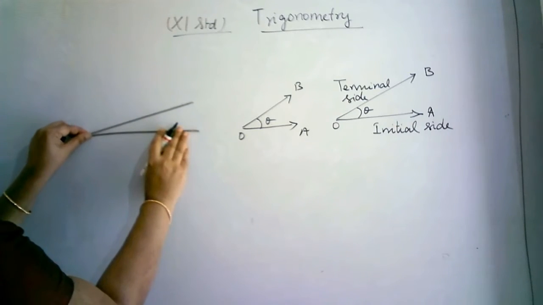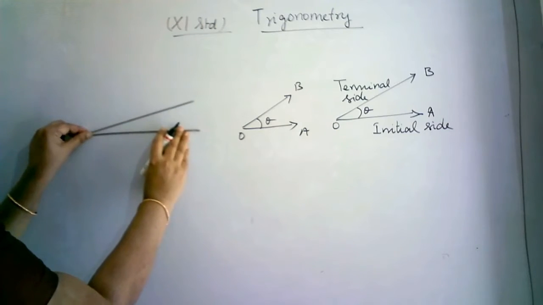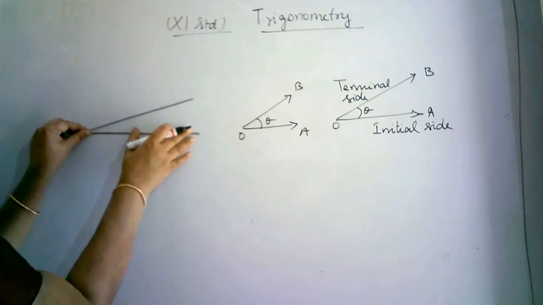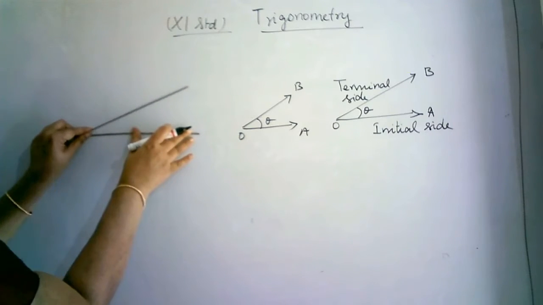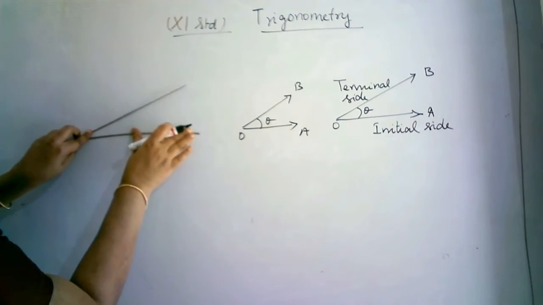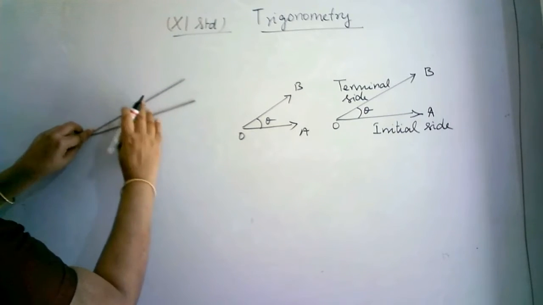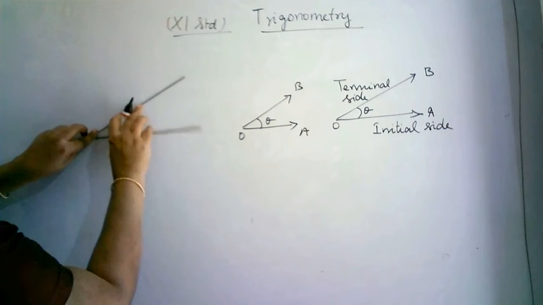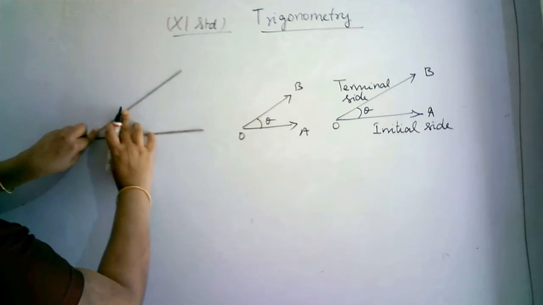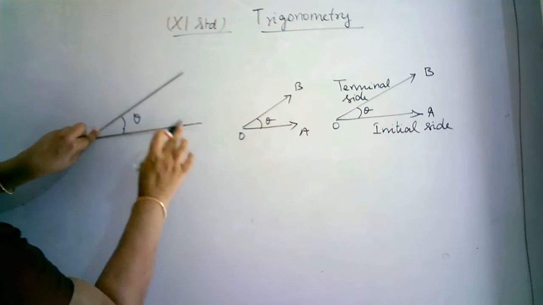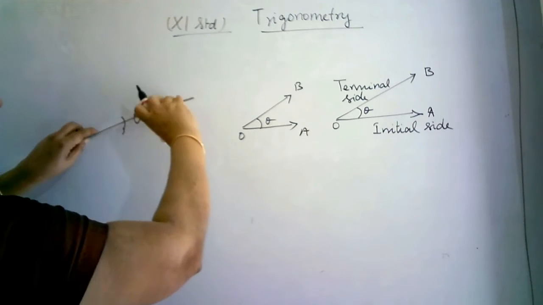Now it is slowly rotating. When it moves a small distance, you have a small theta. When it travels more, then you will have the theta also more. So this is theta, and this is theta. This is the initial side, and this is the terminal side.